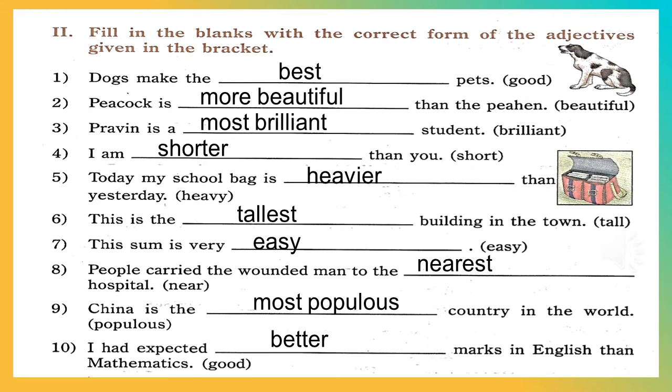Exercise number 2. Fill in the blank with the correct form of the adjective given in the bracket. Dogs make the dash pets. The word good is given, so it becomes best pets. Peacock is more beautiful than the peahen. Praveen is the most brilliant student. I am shorter than you. Today my school bag is heavier than yesterday.